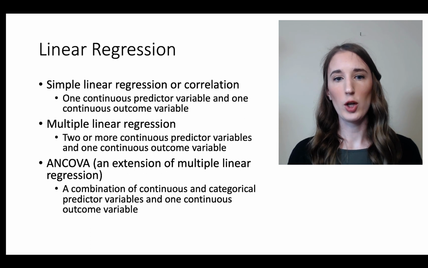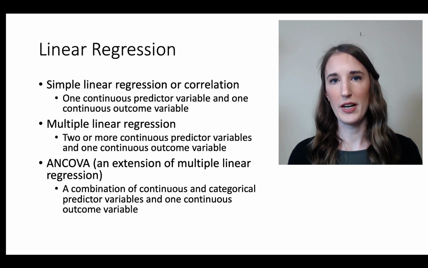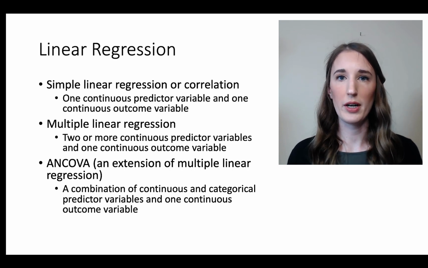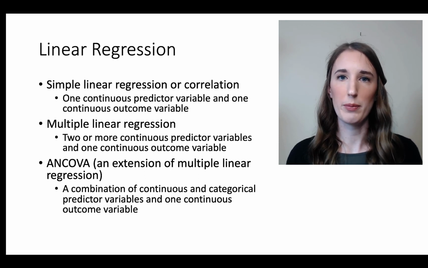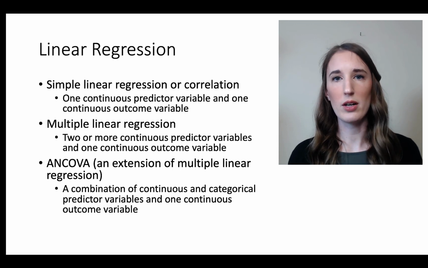Finally, we have ANCOVA, or analysis of covariance. This is an extension, just a special case of multiple linear regression, where we have a combination of continuous and categorical predictor variables. Sometimes the term ANCOVA is used when our key effect of interest is the categorical variable, and we just want to control or adjust for the continuous variable. But other times people use this term anytime they're referring to a model with a combination of categorical and continuous predictors and a continuous outcome.